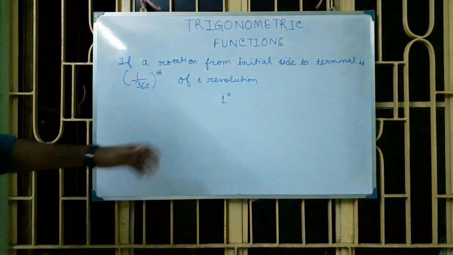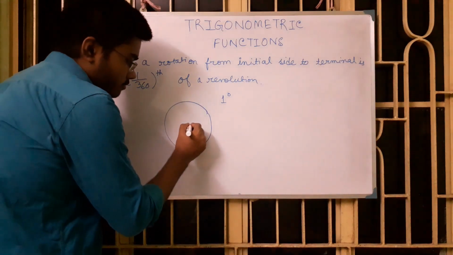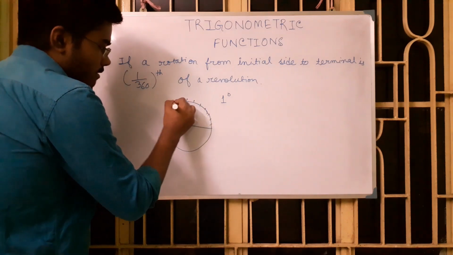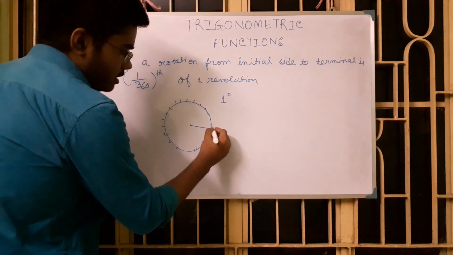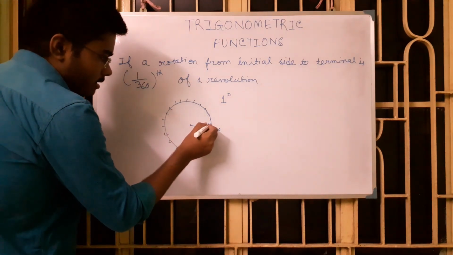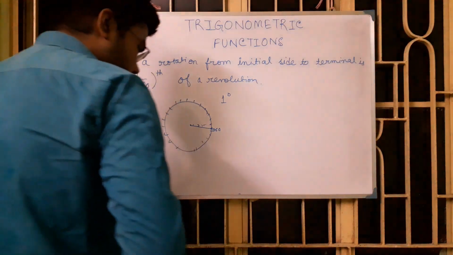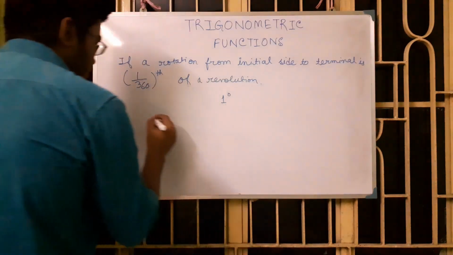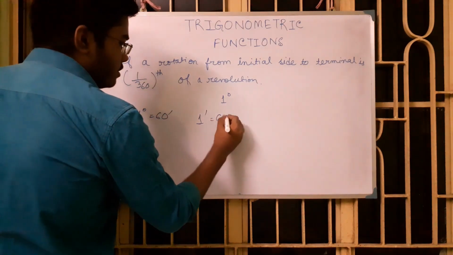That means this is a complete revolution, and let's suppose we divide it into 360 parts. Then one part is 1 degree. This is how we calculate degree. And all of you know, 1 degree equals 60 minutes, and 1 minute equals 60 seconds.